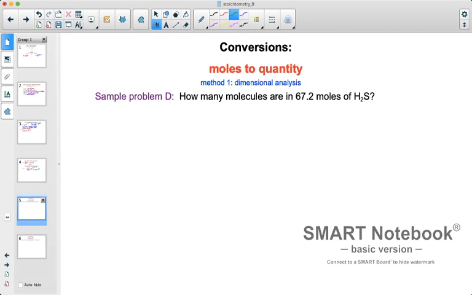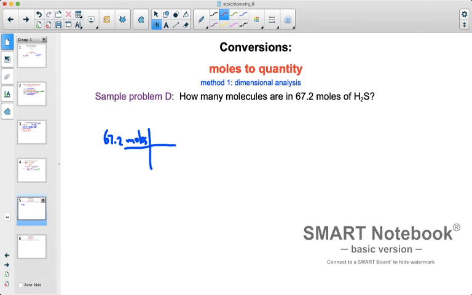Now I'm going to use dimension analysis, and the first thing I'm going to do is set up my dimension analysis T, this little chart that I'm going to use. Specifically because I don't need to find molar mass, because this is not the definition of a mole in terms of mass. This is just quantity. I'm going to take what I'm given, which is 67.2 moles, and I'm going to put it on the left side of the T.